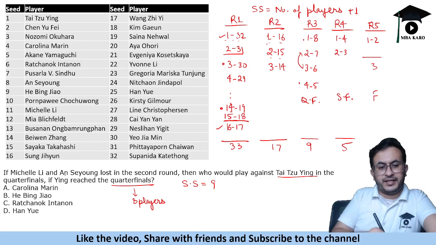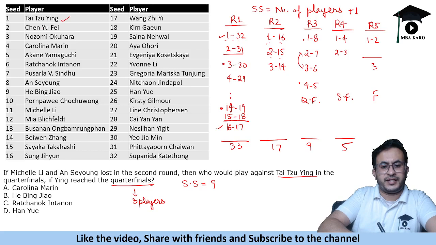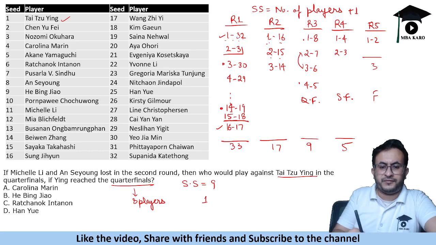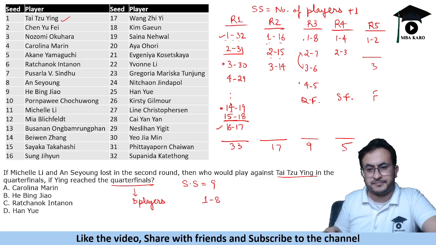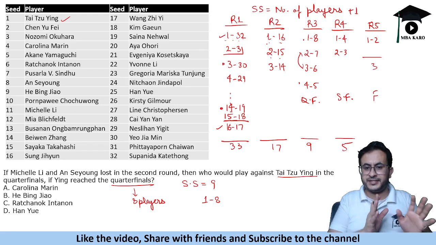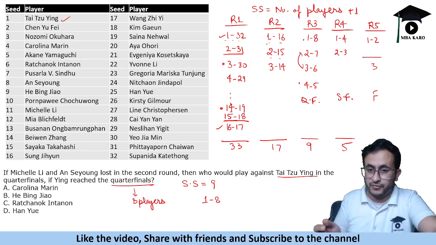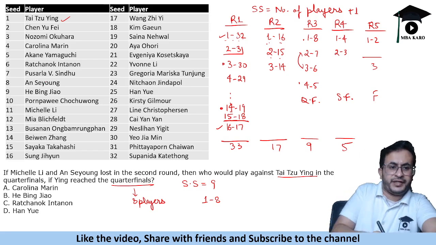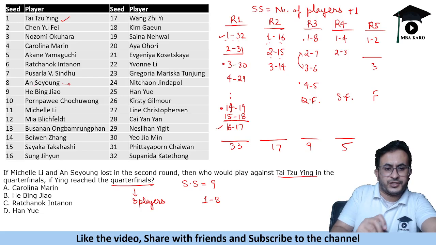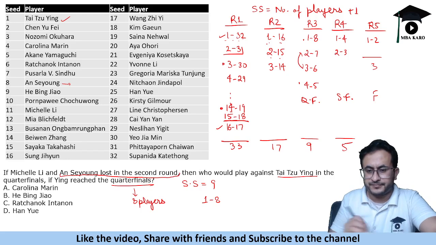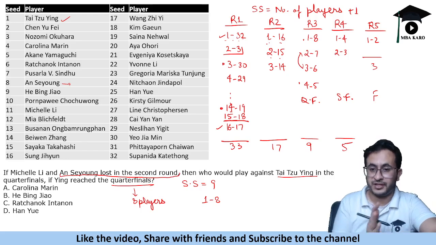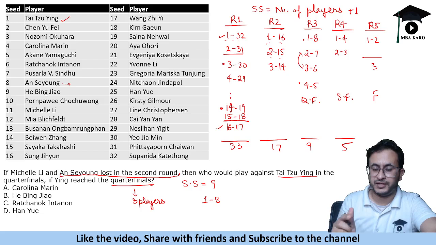So who will play against Tai Zhu Ying? Tai Zhu Ying is rank 1. So rank 1 will play against rank 8, isn't it? The ideal scenario is seed sum 9, so it will be 1 versus 8. Now who is 8? 8 is An Seong, right? It is given that An Seong lost in the second round, so An Seong will not come. That was the ideal scenario if An Seong won the match.